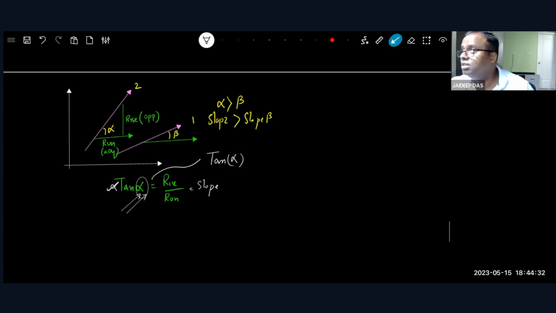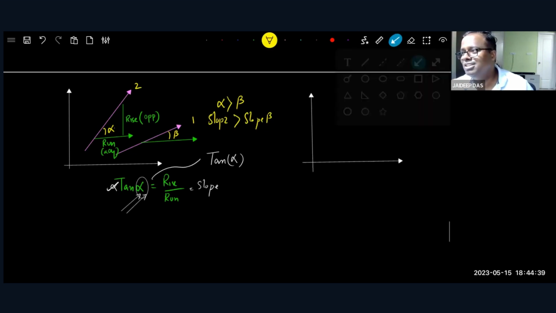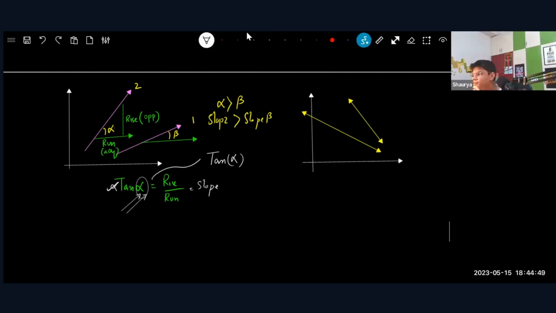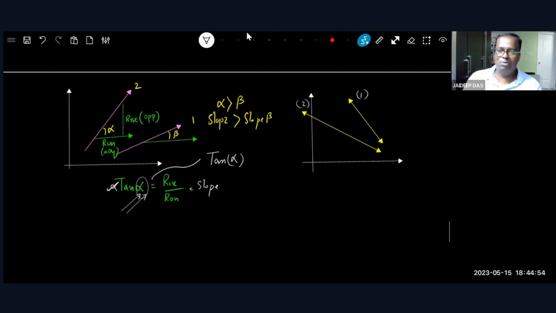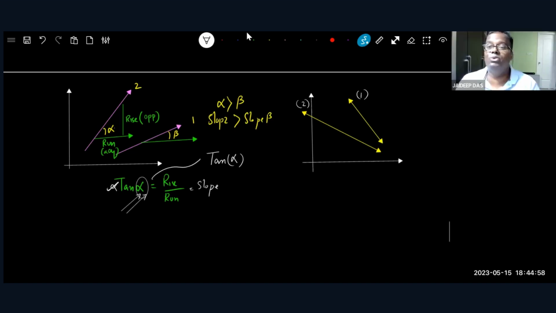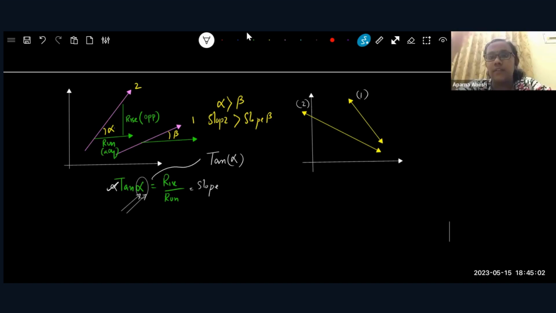Okay, tell me one last answer. Tell me this one. Think before answering this, don't answer right away. Line 1, line 2. First of all, what about the nature of the slope of 1 and 2? Line 1. What about the nature of the slope of lines 1 and 2? Nature.